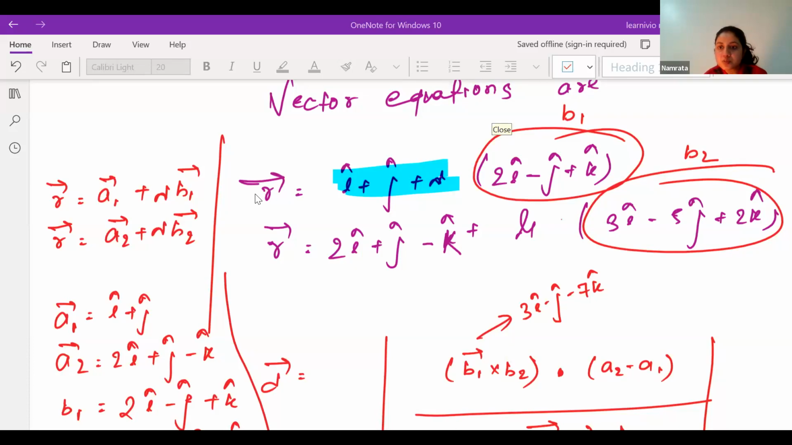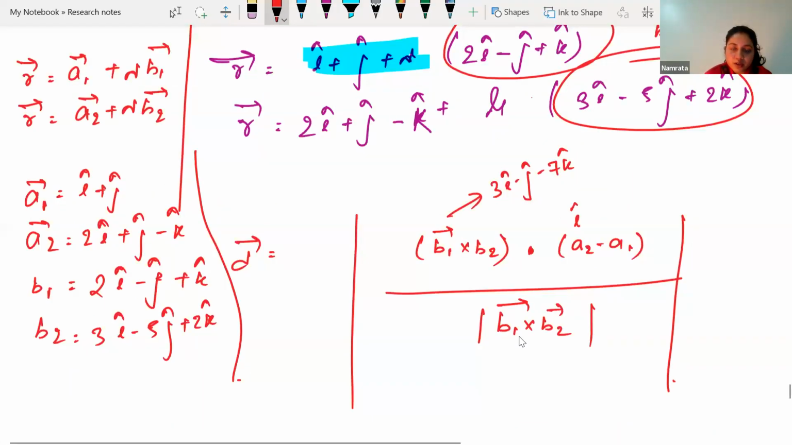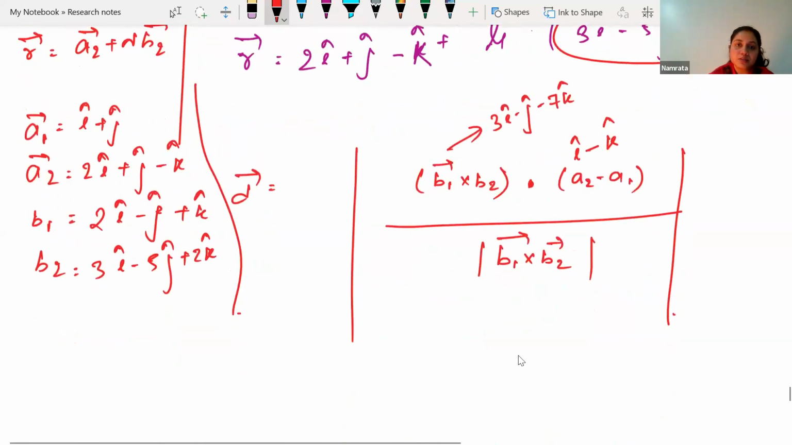Only Sivas is responding. No one else is responding over here. Please tell me, are you getting the same for the previous one, B1 cross B2, and for A2 minus A1 also? Yes, it's correct. It's perfect. You have got i minus k, right? Now we will just substitute everything over here.